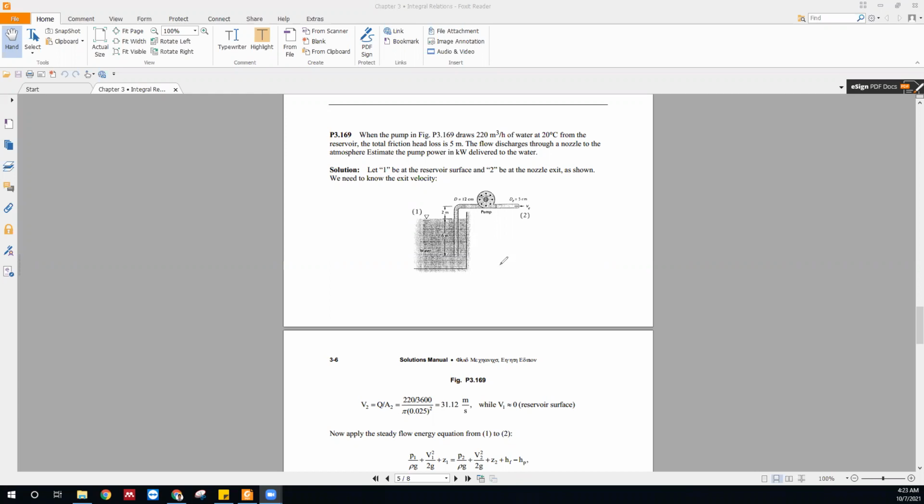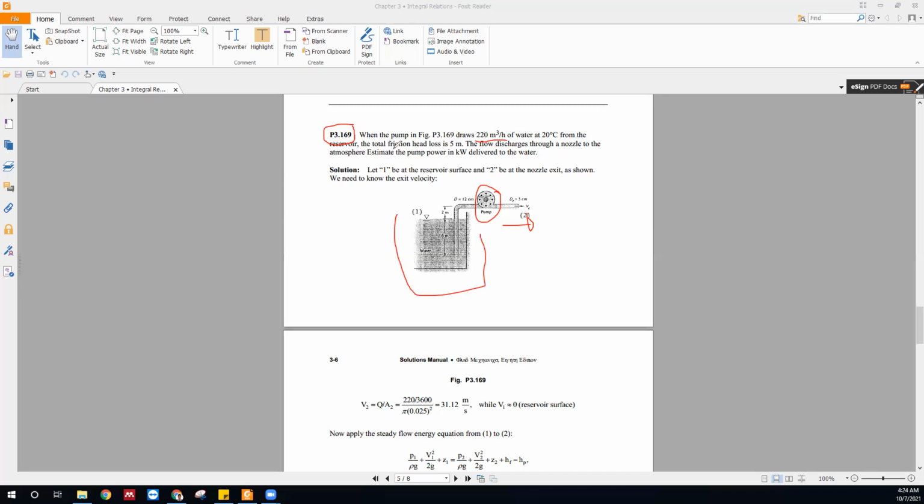So now let's get to the next problem. Problem number 3.169. This problem says when the pump in figure 3.169 draws 220 meter cube per hour. So this is the pump, and it flows a water flow rate of 220 meter cube per hour of water at 20 degrees Celsius from the reservoir. So basically, this is the reservoir.